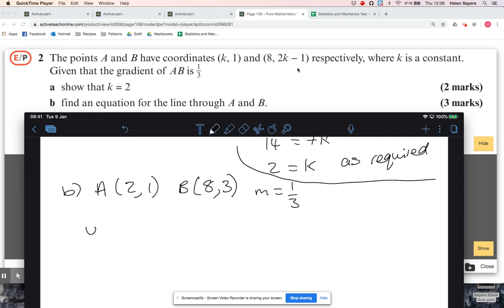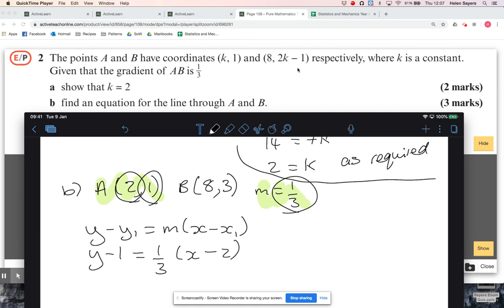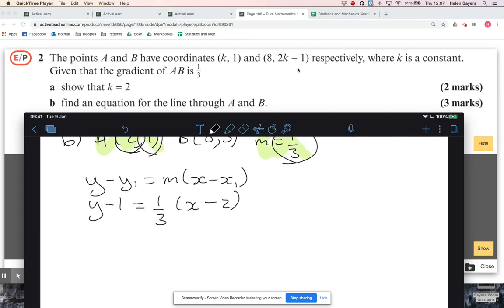So I think the quickest way to get it from that information is y minus y1 is m times x minus x1. So I'm going to use the gradient and just one of the coordinates. Really doesn't matter which one. So there's my m. Let's use A, but really doesn't matter. So y minus my y coordinate is my gradient times x minus my x coordinate. It doesn't say what form to give my answer in, but I can't leave it like that because I've got to collect my like terms together, and I'm going to have a constant on this side and a constant on this side. So I'm going to multiply through by 3. So that will cancel the third, and then those brackets are just being multiplied by 1.